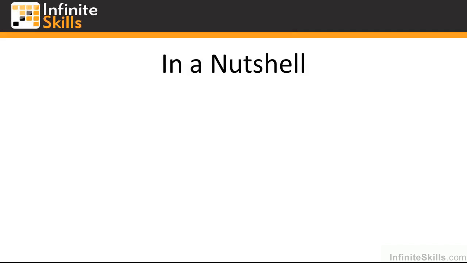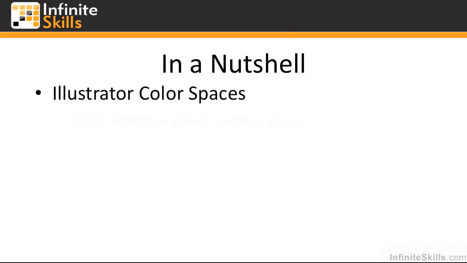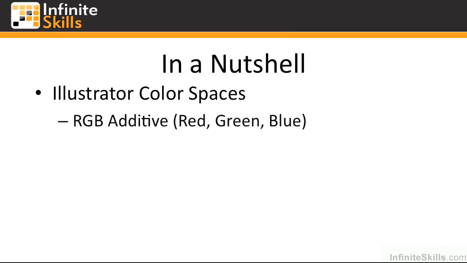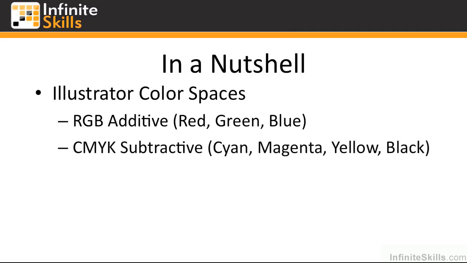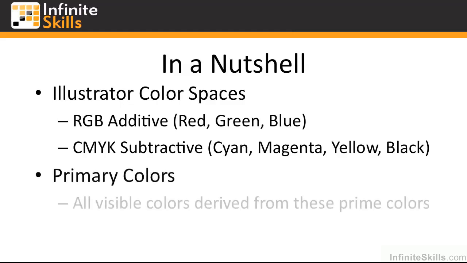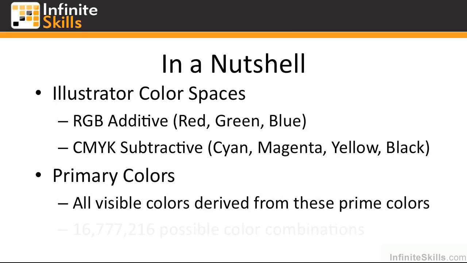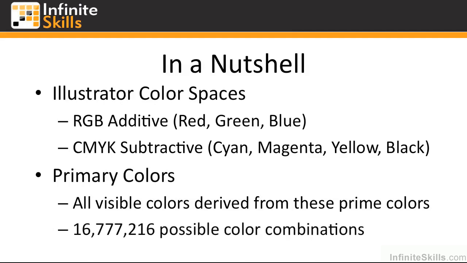What's available? If you go into Adobe Illustrator and start working on a document, you have two color spaces. The first one, of course, is RGB, additive. That means red, green, and blue colors. The second one, of course, is CMYK, subtractive: cyan, magenta, yellow, and black. Now, these represent primary colors. All the visible colors are derived from these prime colors, every single one of them. And in Adobe Illustrator, you have about 16.7 million colors. Now, that can vary. It can go up and down, but that's the average image in Adobe Illustrator.